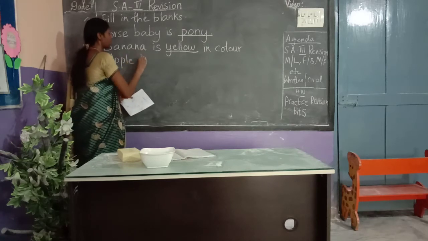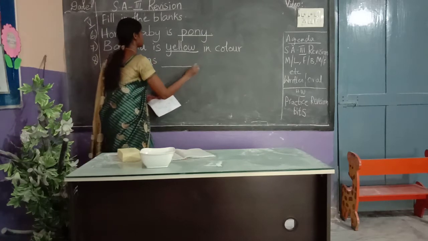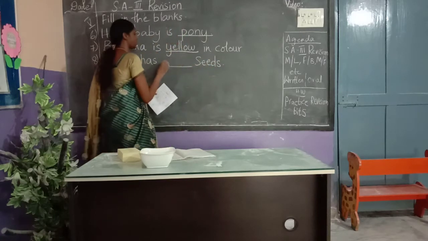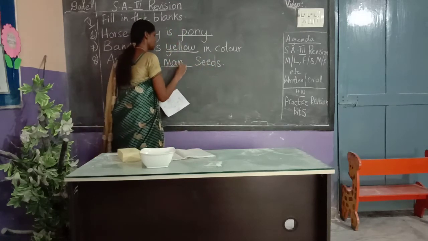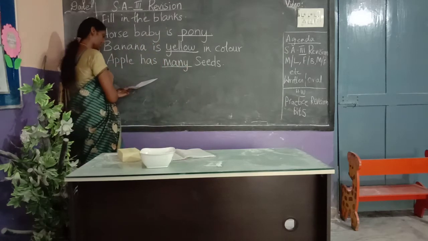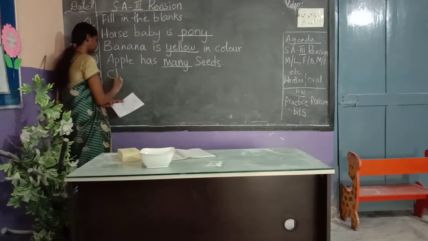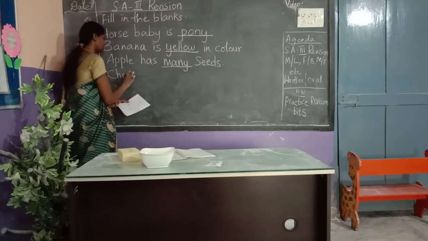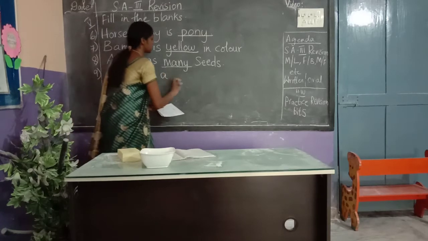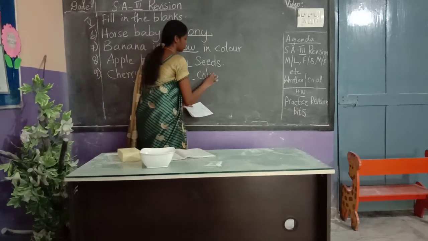A-P-P-L-E. Apple has dash seeds. Yes, ma'am. How many seeds does an apple have? Many seeds. M-A-N-Y. And why many? Nine. C-H-E-R-R-Y. Cherry is a dash color fruit.